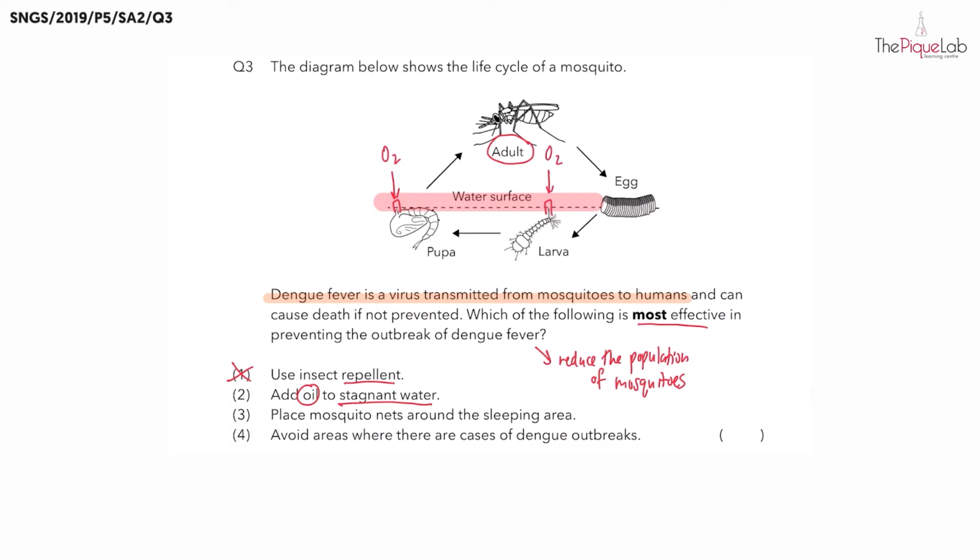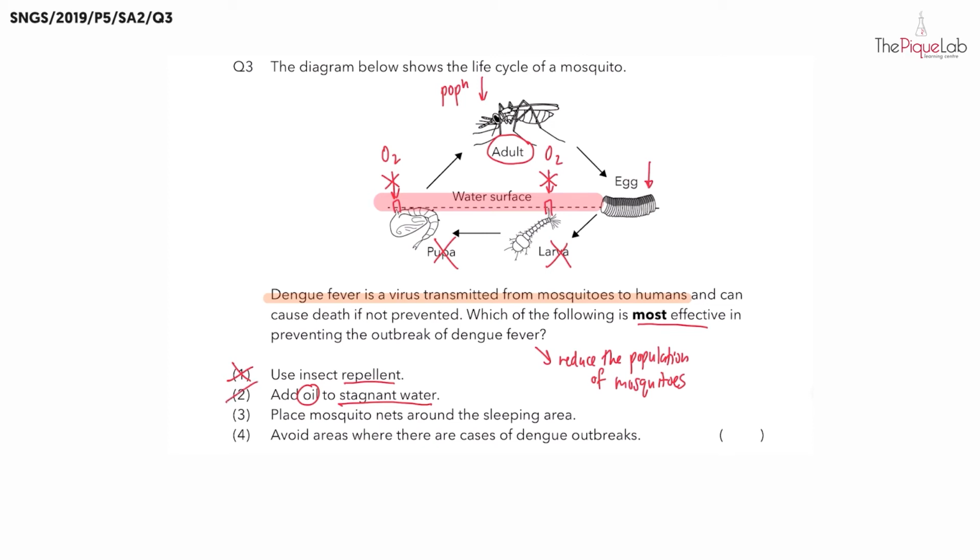And what happens if oxygen cannot enter the breathing tubes? What process cannot happen in the pupa and the larva? The pupa and the larva cannot carry out respiration to release energy. And what will happen to the pupa and the larva? The pupa and the larva will die. If the pupa and larva die, what's going to happen to the population of the adult mosquitoes? The population of the adult mosquitoes is going to go down. Less adult mosquitoes are going to lay less eggs in water. Is this method effective in reducing the population of mosquitoes?